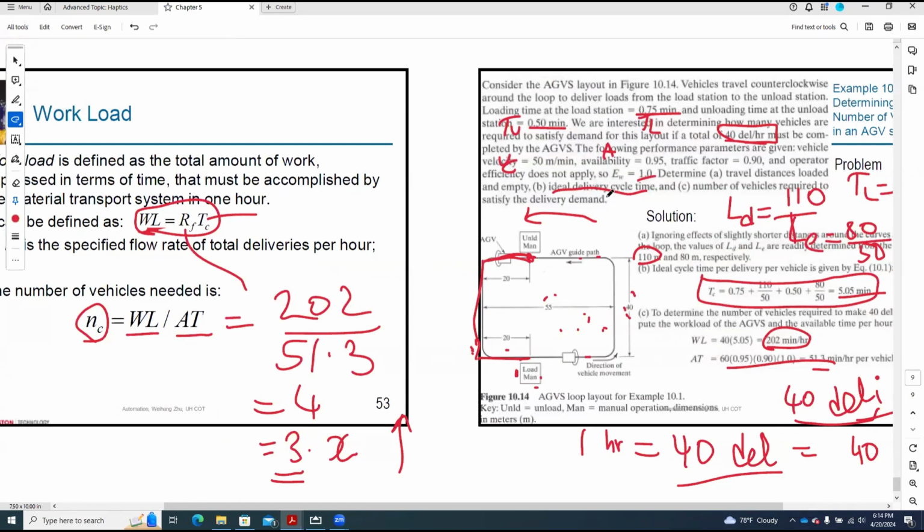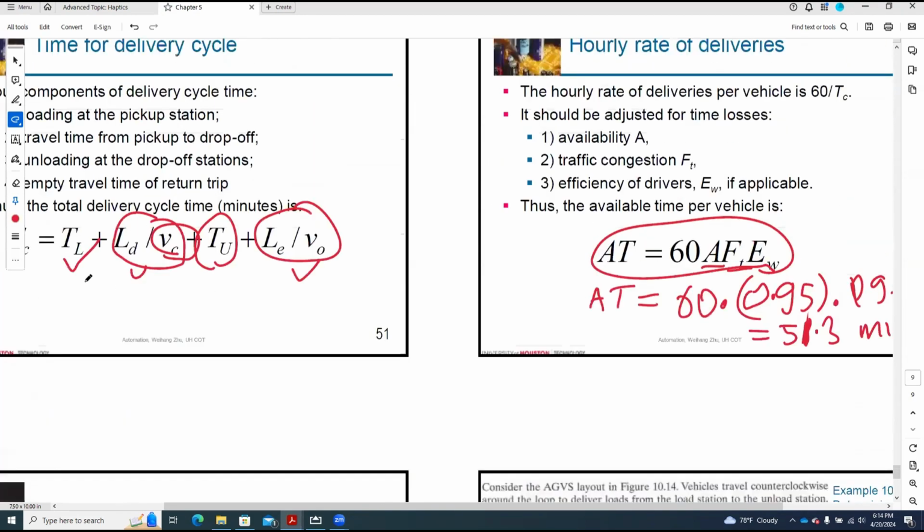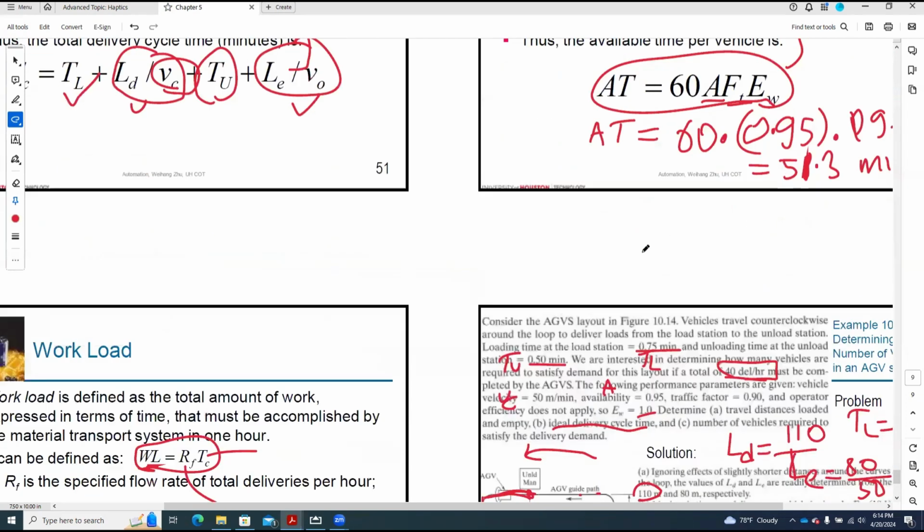The reason this numerical is here is to make you understand how to use these parameters. In that numerical, we made use of all of these.